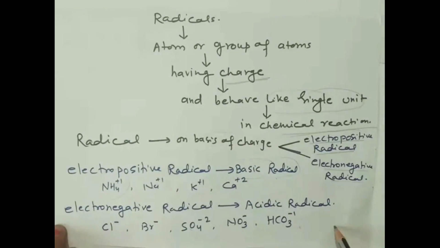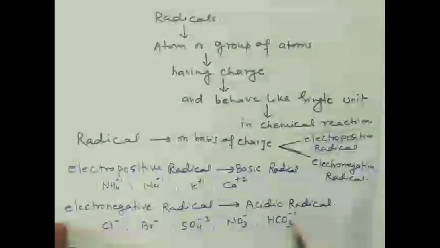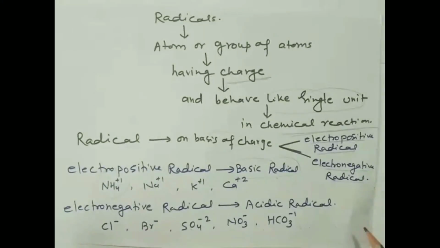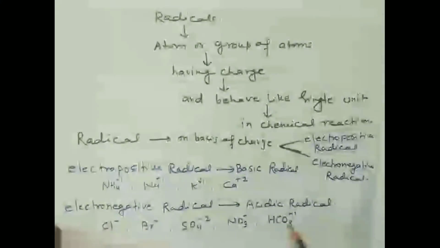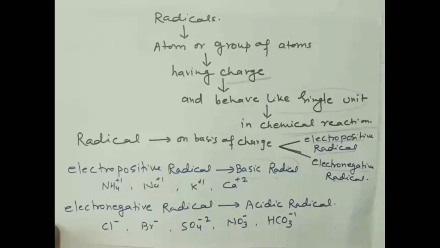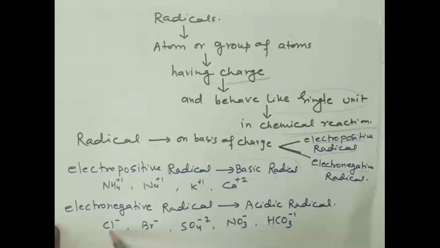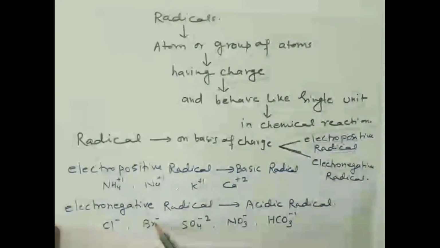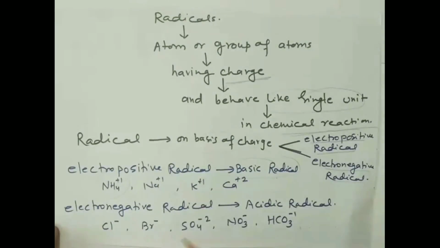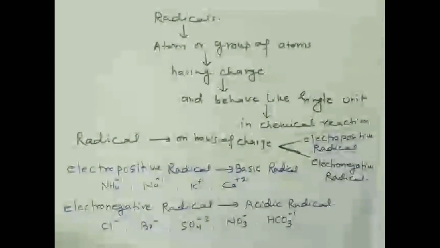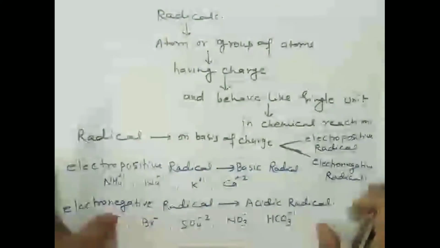which carry charge. So these all are acidic radicals because during the formation of a salt, these come from the acid. Chloride is part of hydrochloric acid. Bromide is part of hydrobromic acid. Sulfate is part of sulfuric acid. Nitrate is part of nitric acid. All come from an acid, so they are called acidic radicals.